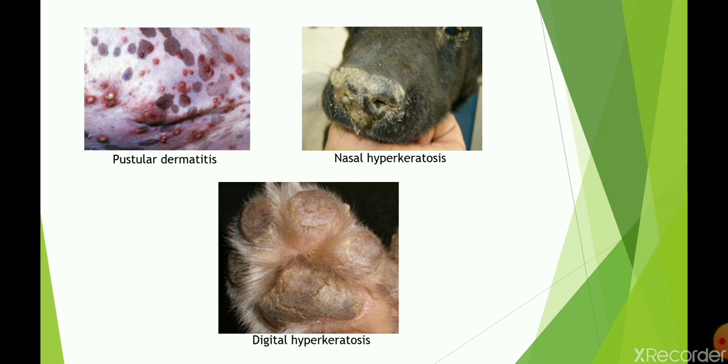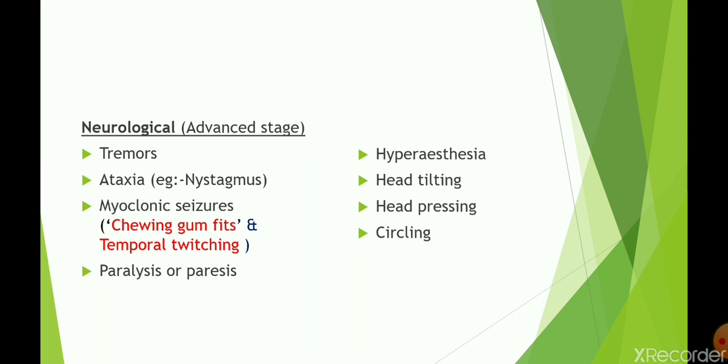But these two signs, this nasal hyperkeratosis and distal hyperkeratosis, what we call as hard nose, hard pad, respectively, it's a dangerous or a poor prognostic sign. Soon the dog will go to the neurological signs. And in the advanced stage, it's the neurological signs, like there will be tremors, ataxia, myoclonic seizures.